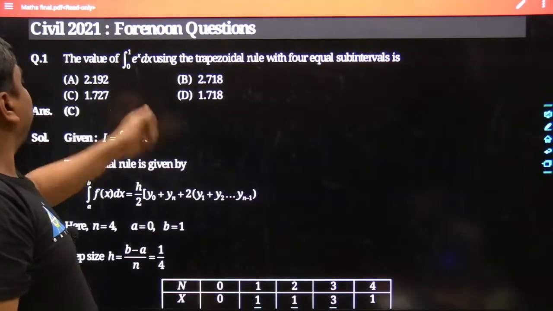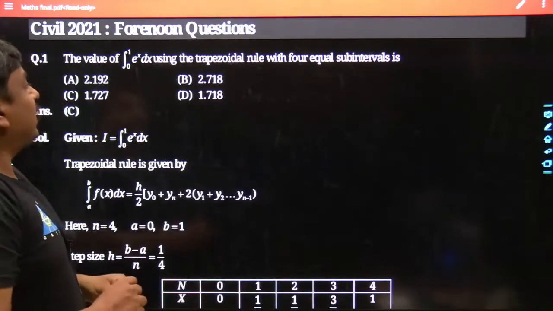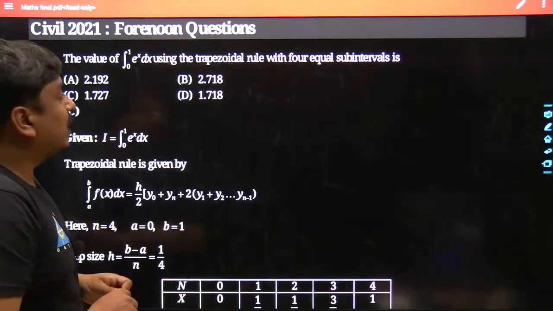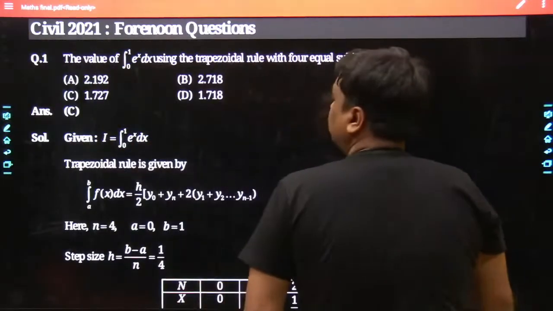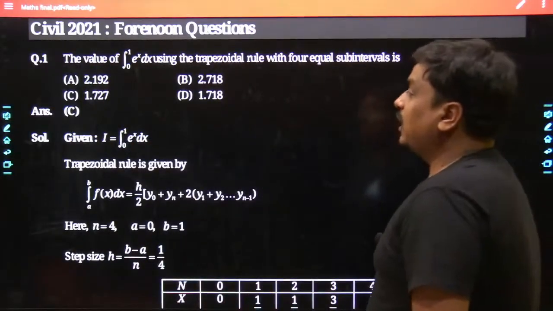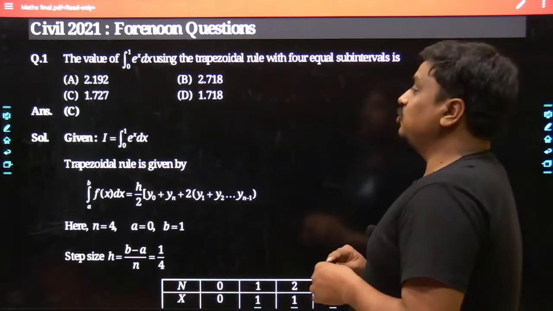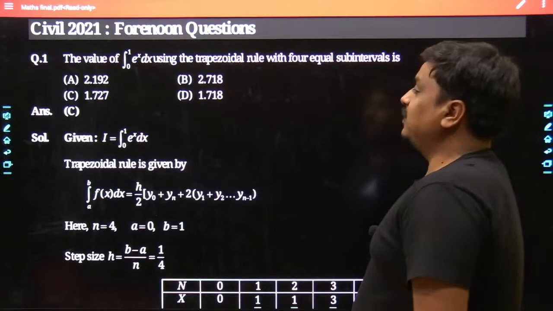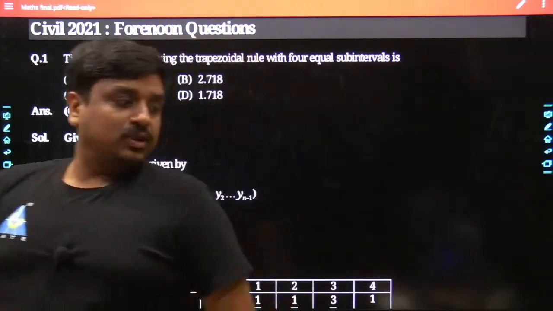The value of the integration from 0 to 1 of e to the power of x dx using the trapezoidal rule with 4 equal sub intervals is. The 4 different options were attached along with this problem. Option A was 2.192, option B was 2.718, option C was 1.727, option D was 1.718. You had to get the most precise answer for this given problem.